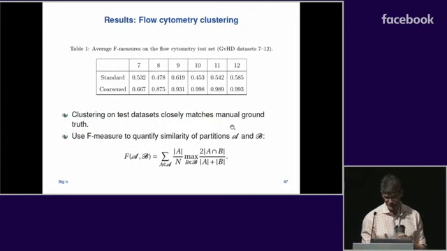Okay, and we actually had a labeled data set, from people going in and doing manual gating to label the data. And we had a whole bunch of different labeled data sets, 7 through 12 here. And looking at an F measure, we did dramatically better than using a usual Bayesian posterior distribution in terms of clustering.